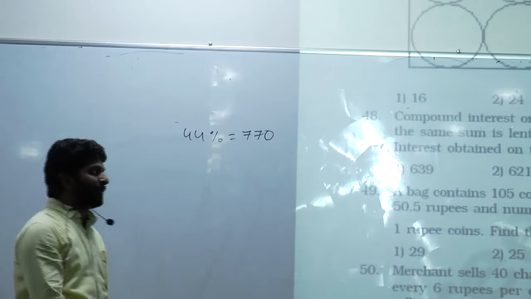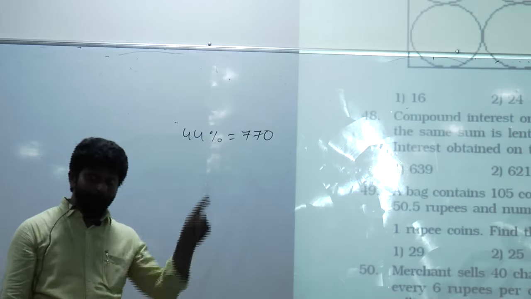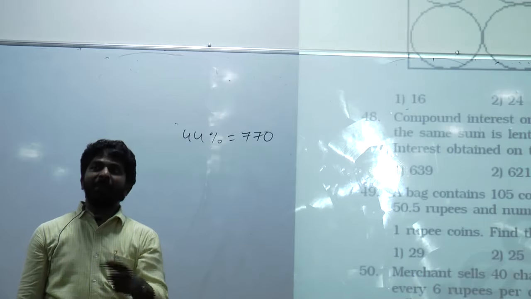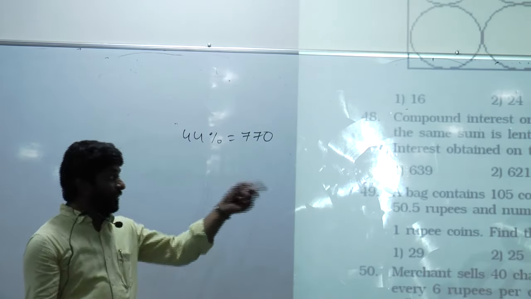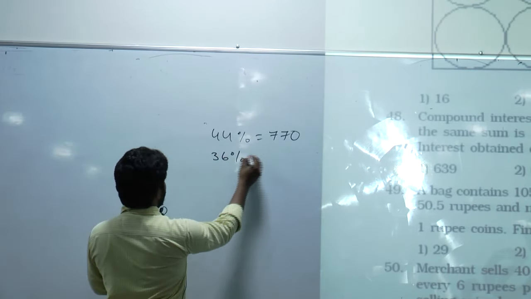The same sum is lent for 3 years at simple interest of 1% per month. Be careful. If it is 1% per month, per year that will be 12%. In 3 years you will get 36%. Find the interest obtained on the sum. So 36% is equal to how much?